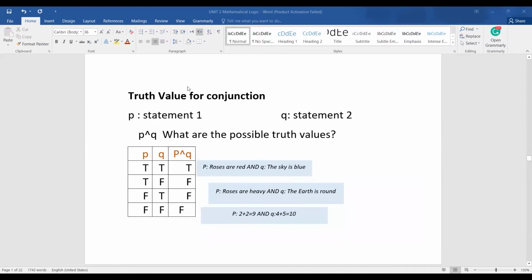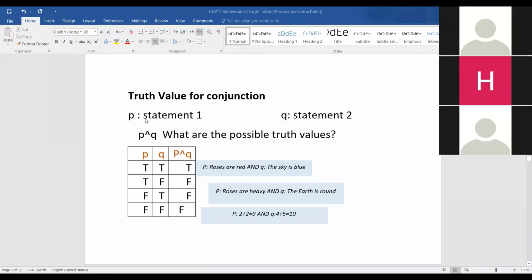Now we will do another statement, conjunction, that is using and. We have P as statement 1 and Q as statement 2. P and Q. We want to know the possible truth values for the compound statement P and Q. First, we will start with the statement P itself. We will write all the possible values for P and Q. They could be both true.